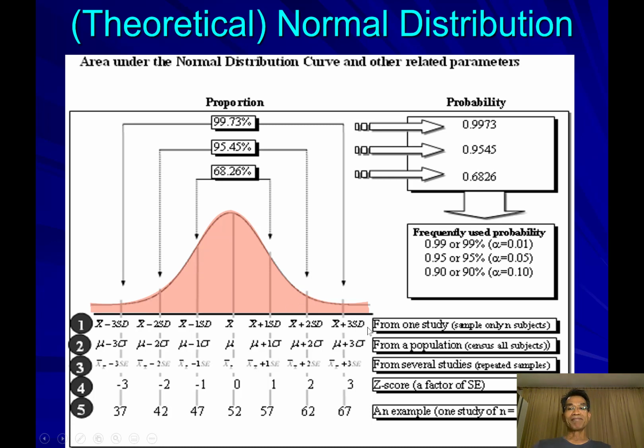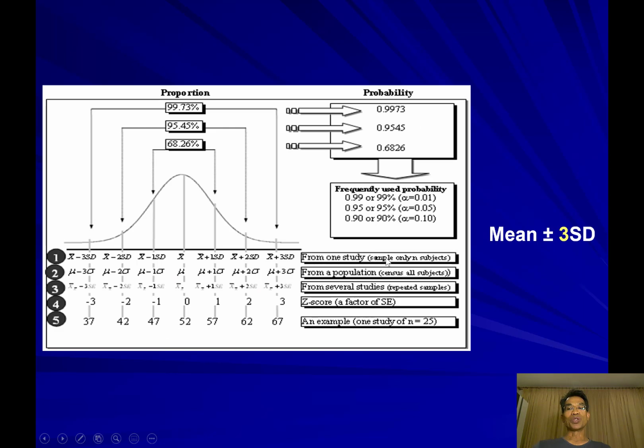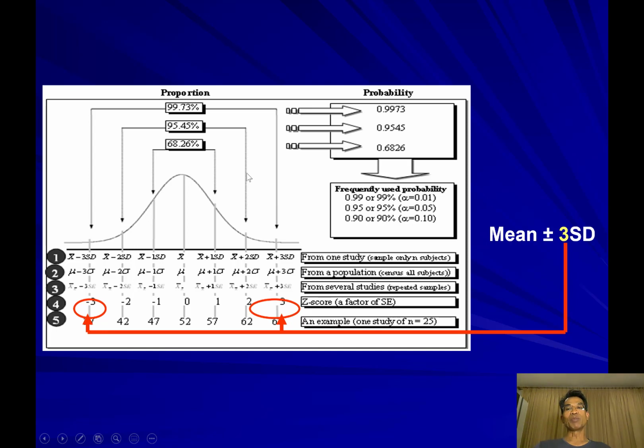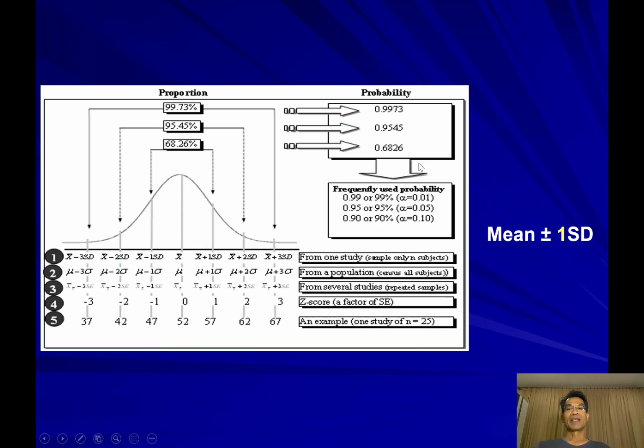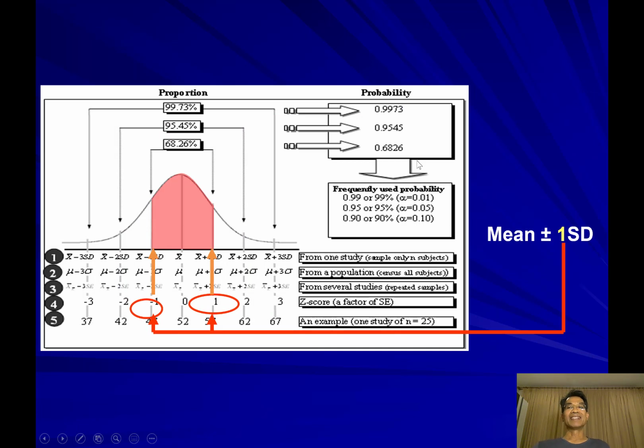Okay, so this is the first one I like to show you. And then we use this one as the coefficients to correspond to that. If plus or minus 3, that means this area, which corresponds to 99.73 percent of the area under the curve. If we use plus or minus 2, and it is in this area, it corresponds to 95.45 percent of the area under the curve, and plus or minus 1 is about 68.26% of the area under the curve.